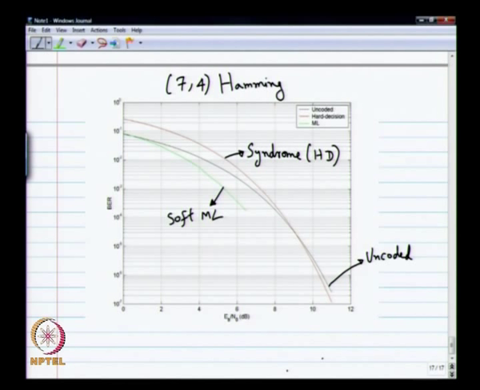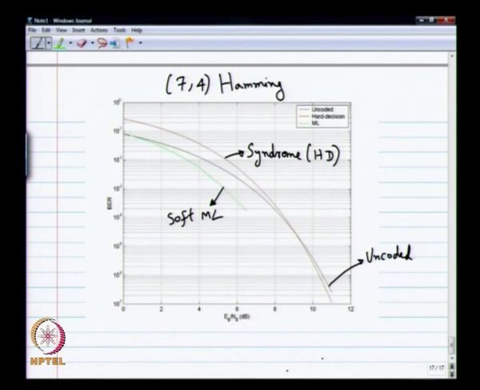Okay, the hard decoder is doing quite bad. Even at 6 dB, it is doing worse than the uncoded case. Only around 9 dB or 10 dB or so you start seeing some gains because of the hard decoding. But the soft decoder is doing quite all right.